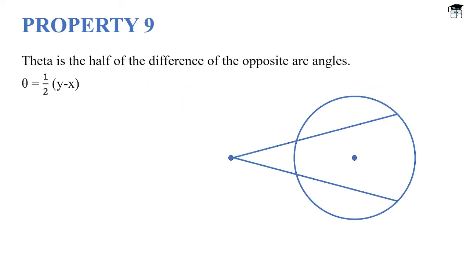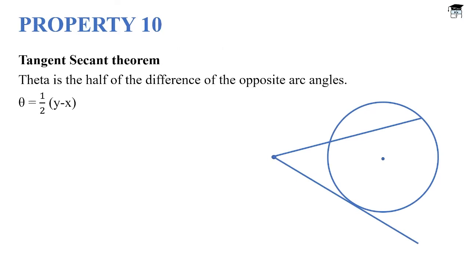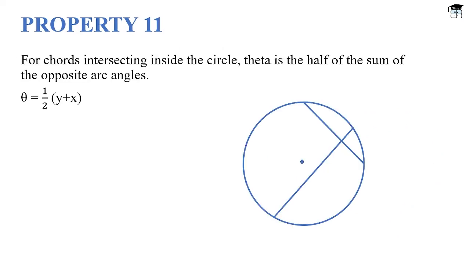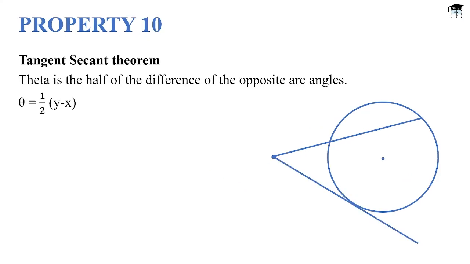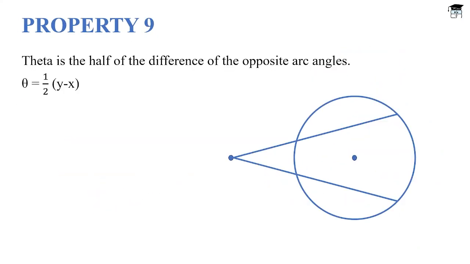Let's move on to the 9th property, that theta is half of the difference of the opposite arc angles. Let us understand this. The properties 9th, 10th and 11th are related to secants, chords and tangents, right? So carefully listen to the property 9th. Now, how do we prove that theta is half of the difference of the opposite angles?